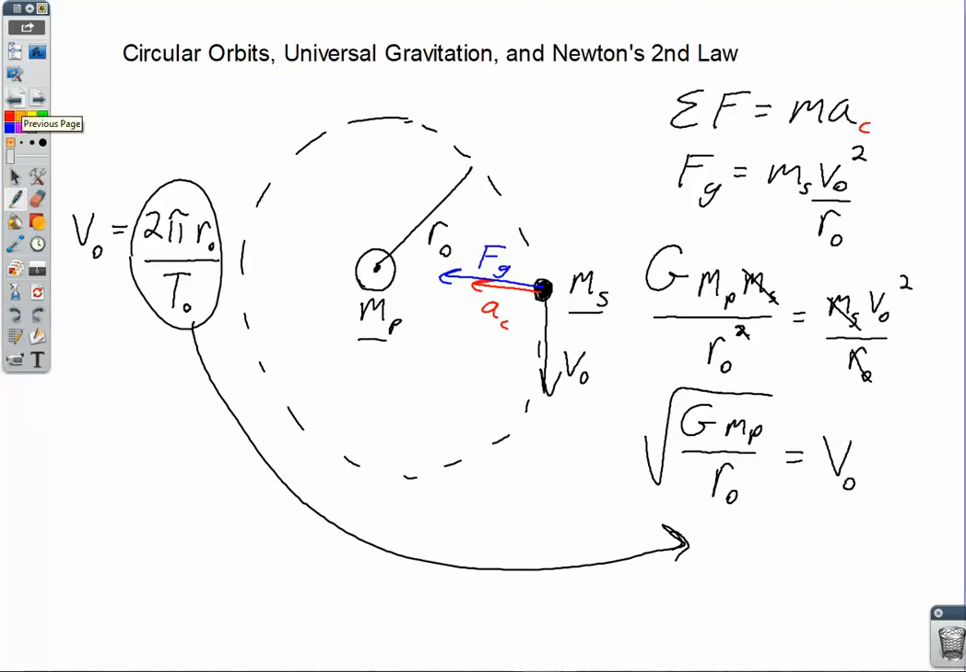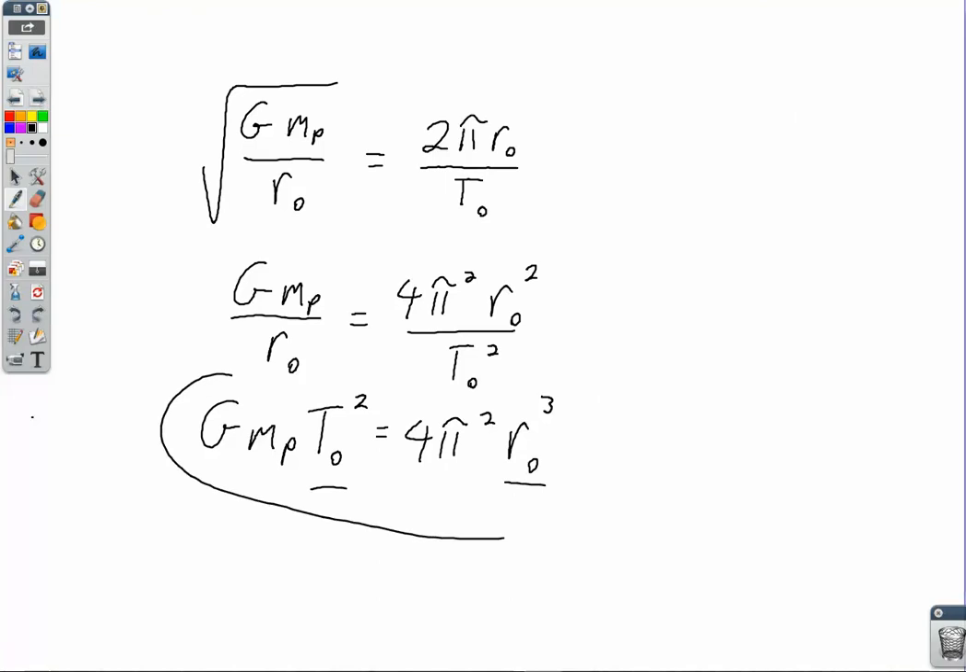All right, so we got two important equations here. We've got the equation for orbital velocity, relating that to the mass of the planet and the orbital radius, and we've got Kepler's third law, in essence, relating the mass of the planet to the orbital period to the orbital radius. That is it for this time.